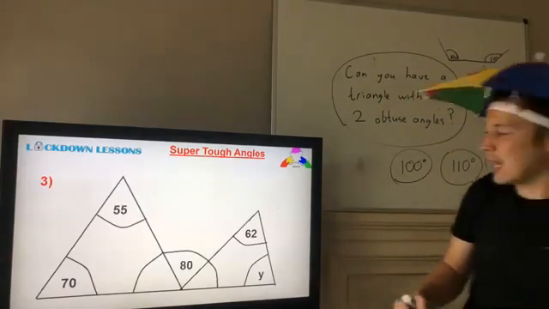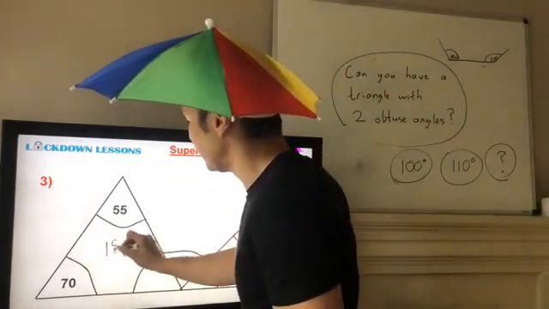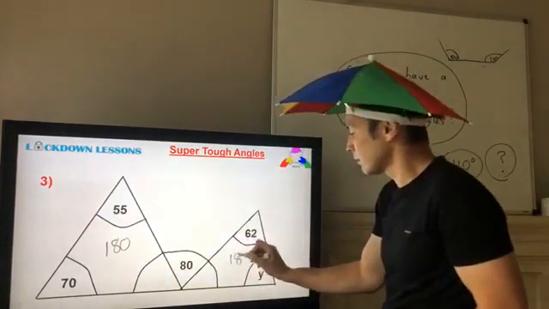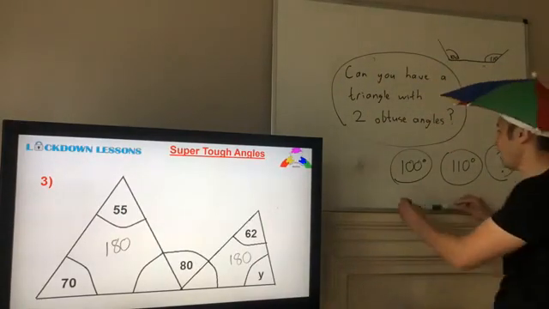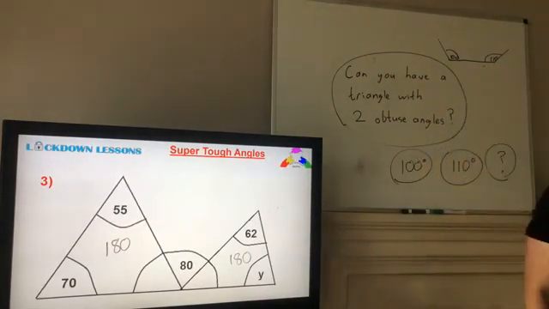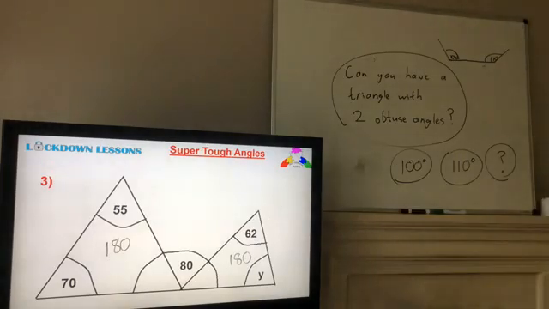Remember, there are 180 degrees in a triangle. So think about which angle to find first. So if there's 180 degrees in one triangle, that means that there's... and if there's 180 degrees in a line, that means that.